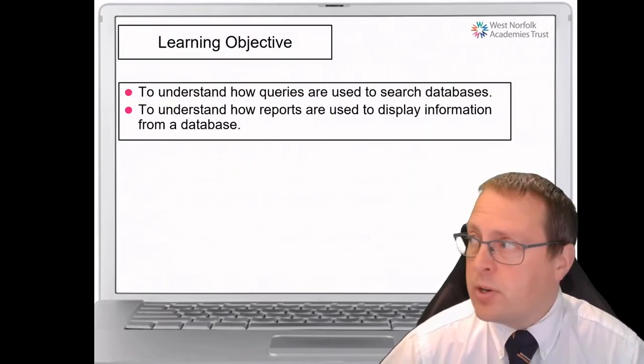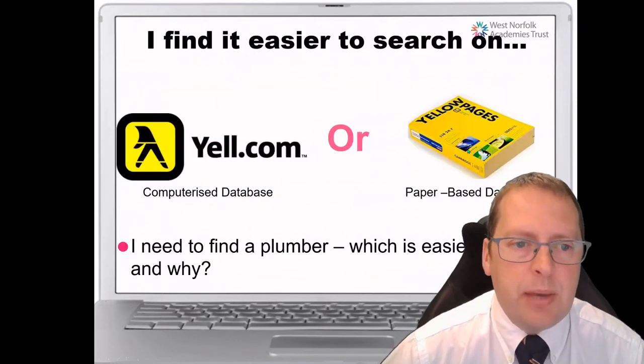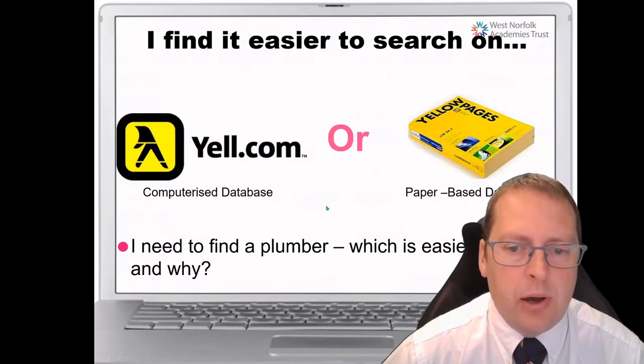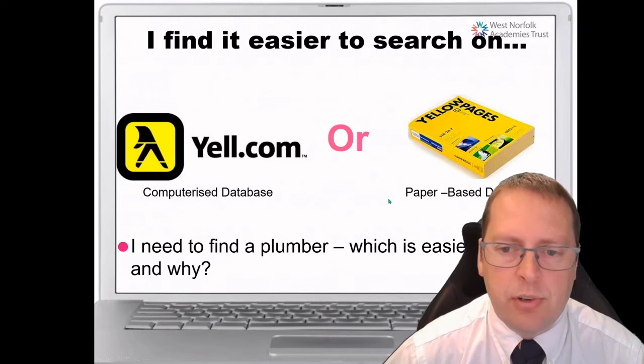So today we're going to look at queries and how we use them to search in a database. And if you think about how you search, whether it's online or in a paper search, which do you prefer? Which is easiest? And generally an online search gets the results that we want. It's much quicker and finds the information, whereas a paper-based search could take some time and often doesn't result in finding the information we want.